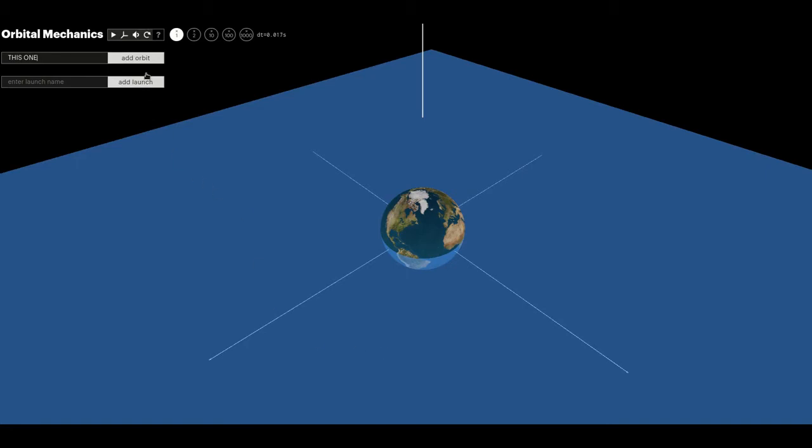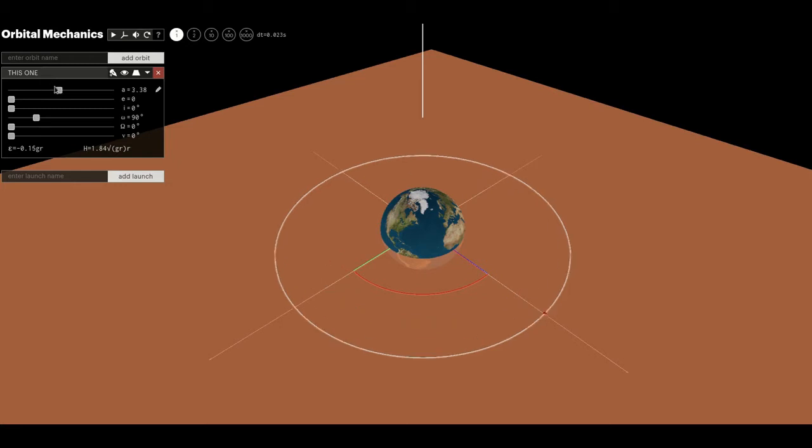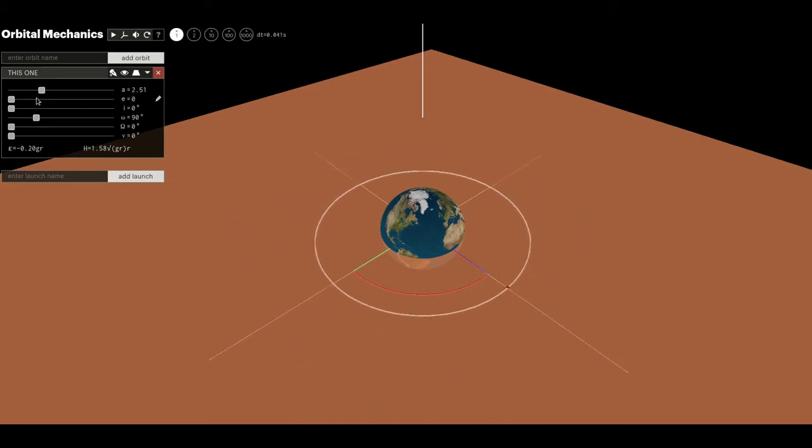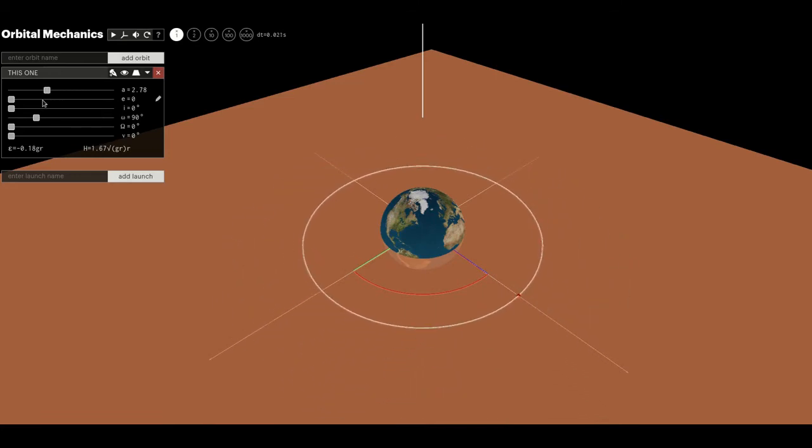All right, so we're going to add an orbit. I'm going to adjust a couple of things here. I'm going to turn the eccentricity to 0. You can see we have a circular orbit. And you can see that A is our semi-major axis, so we can change that. You can see that the higher the number, the further out it goes. And then I'm going to change that one to 0. So we're going to start with this.